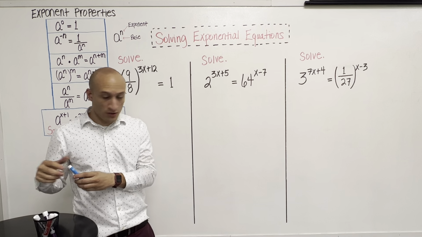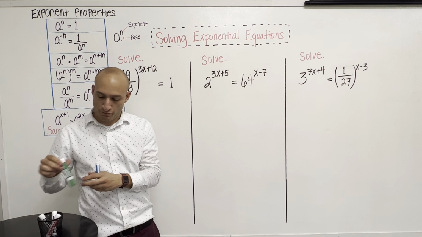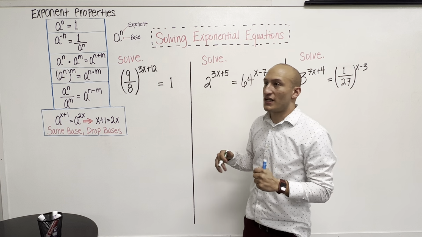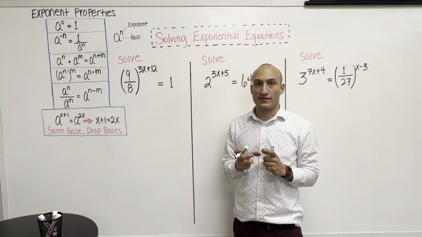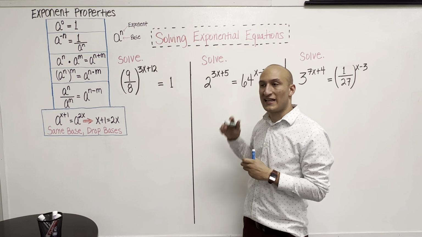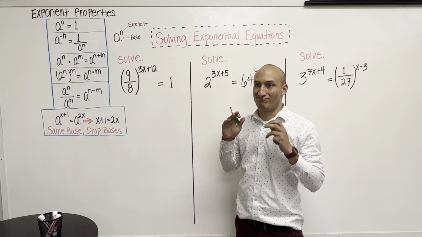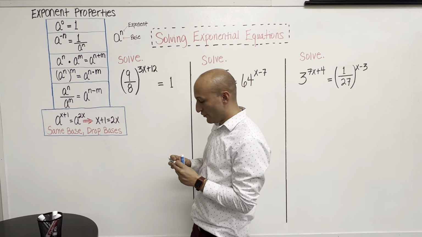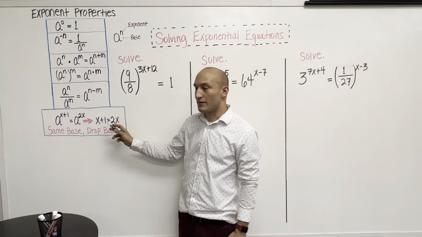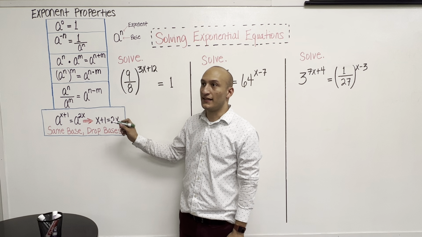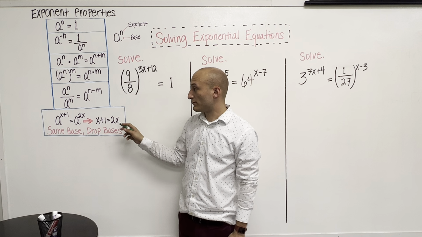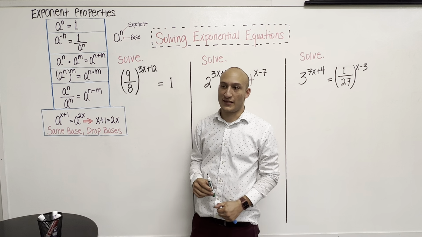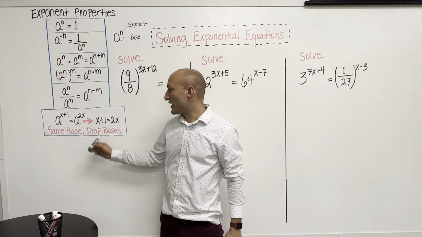My purpose here is to try to get the same base to solve these exponential equations. That is my main target. Get them to be the same base, okay? And I wrote that here on the last property, and this is a property mainly for solving exponential equations. I wrote same base, drop bases. Same base, I can drop the bases.